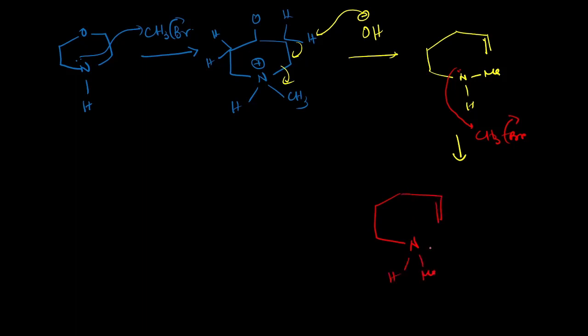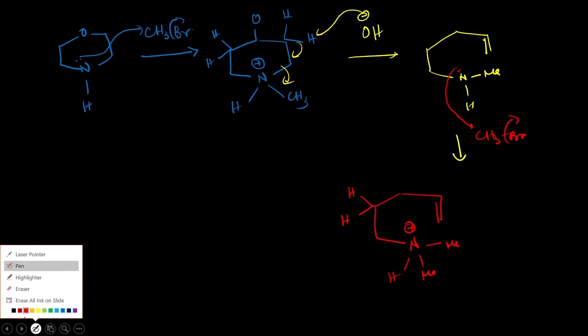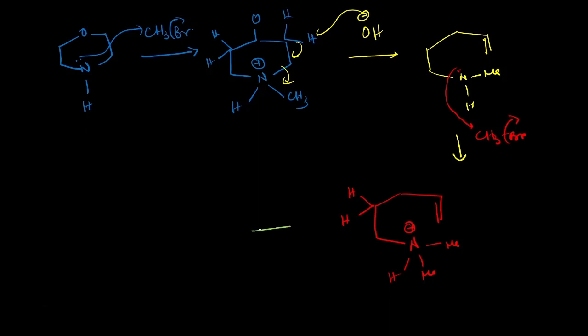Hydrogen, methyl, methyl plus alpha beta, two hydrogens. Again, moist Ag2O is used, which is nothing but a source of low concentration of OH minus. OH minus will abstract this hydrogen, any of the hydrogens, and this will be your final product.